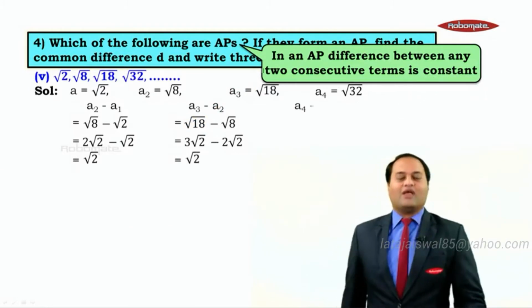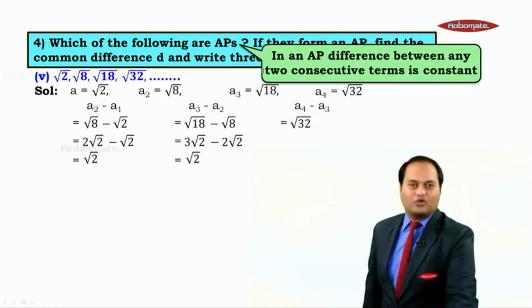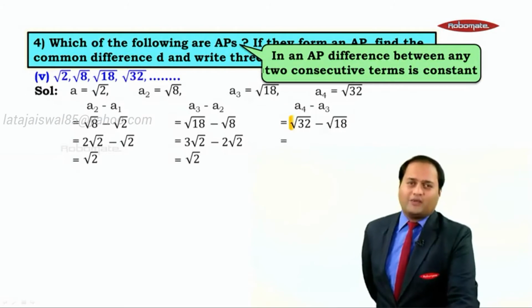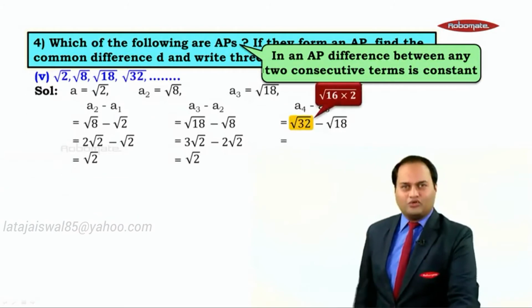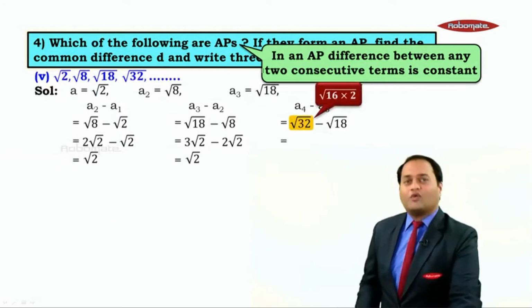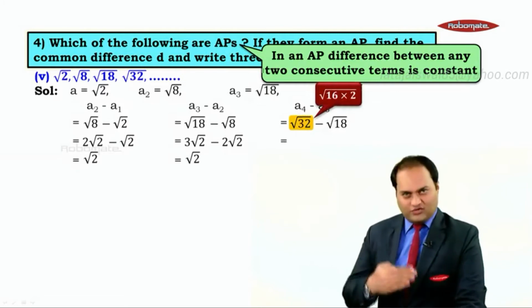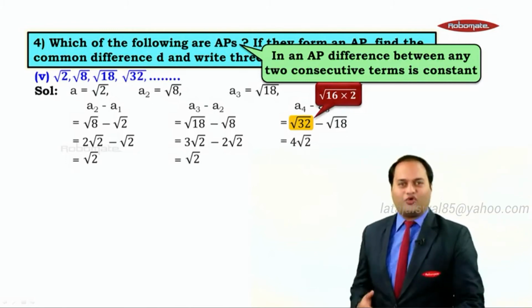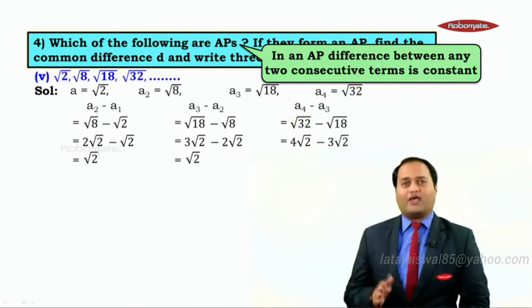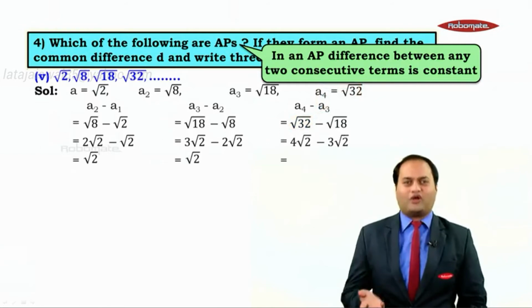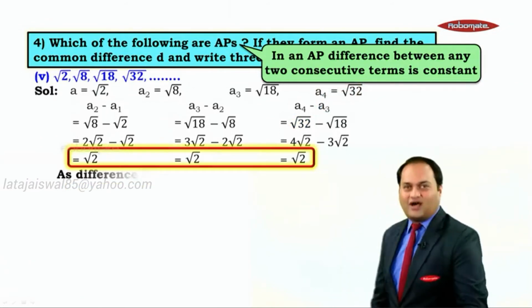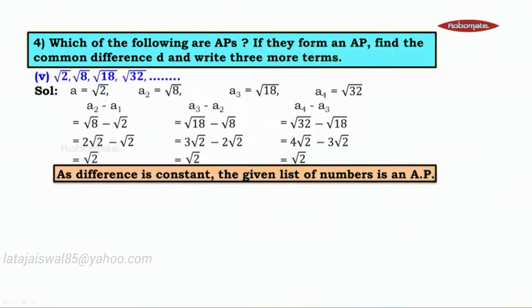Clear? A4 minus A3 will be root 32 minus root 18. Root 32 can be written as root of 16 into 2 because 16 is a perfect square. What is root 16? It is 4. So it comes outside the root, 4. What remains inside the root is 2. So it is 4 root 2 minus 3 root 2. Again, 4 root 2 minus 3 root 2 is 1 root 2, which is root 2. Are the differences same? Yes, they are. Hence we can say the given list of numbers is definitely an AP, right?